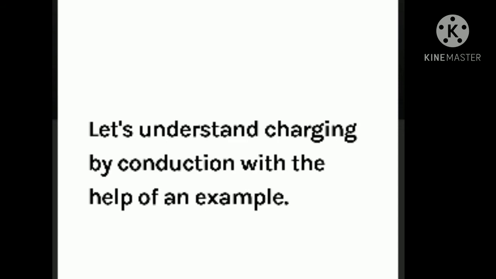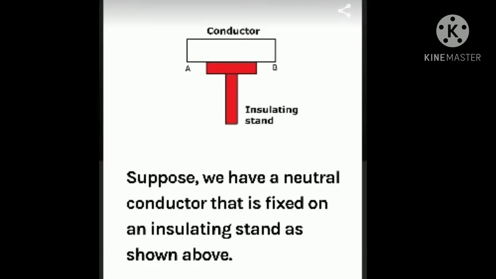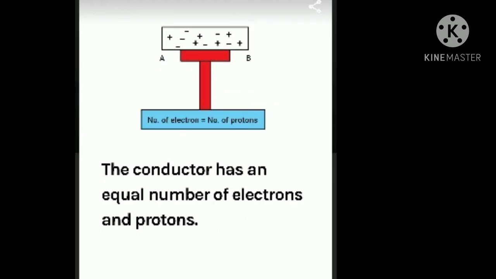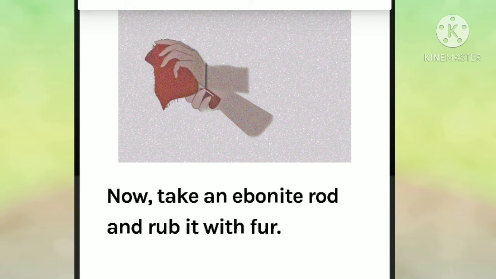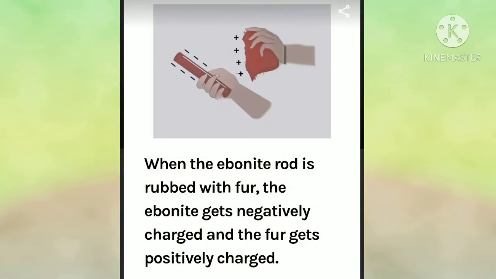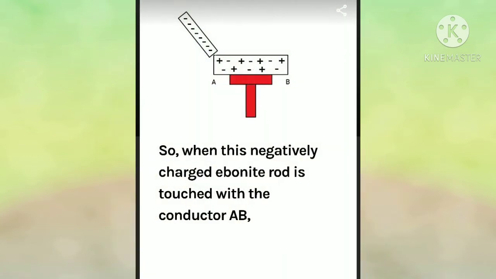Let us understand charging by conduction with the help of an example. Now keep a neutral conductor on an insulating stand as shown above. Initially, the conductor has an equal number of electrons and protons. Now take an ebonite rod and rub it with fur. When the ebonite rod is rubbed with fur, the ebonite gets negatively charged and the fur gets positively charged. Now touch this negatively charged ebonite rod to the conductor AB.